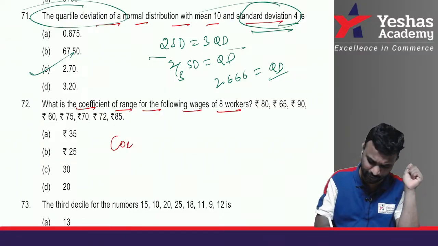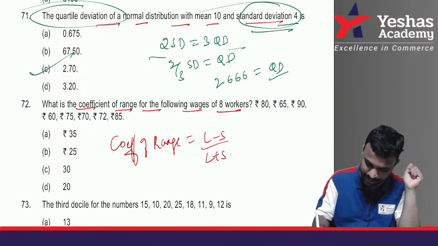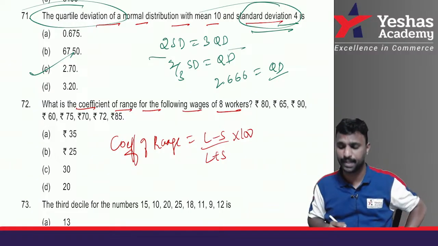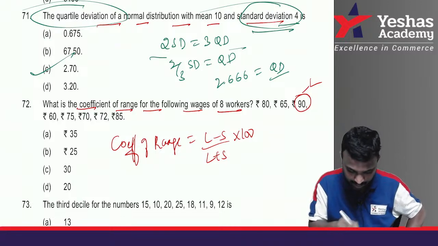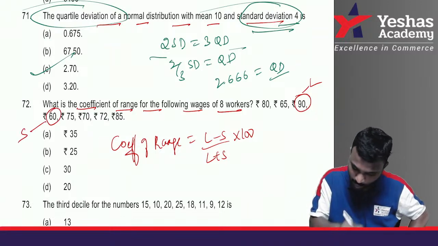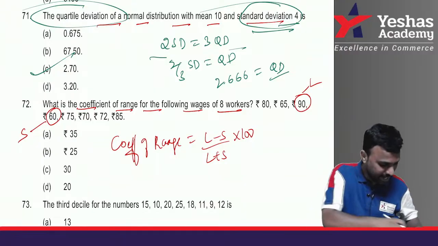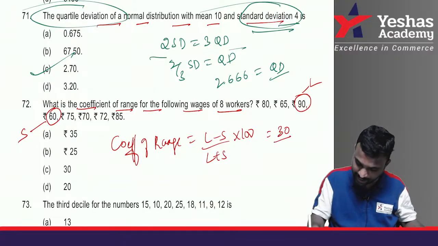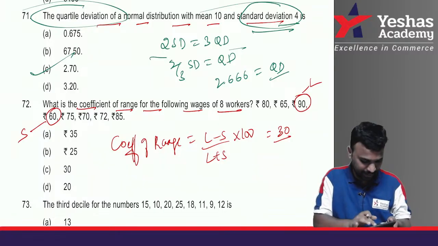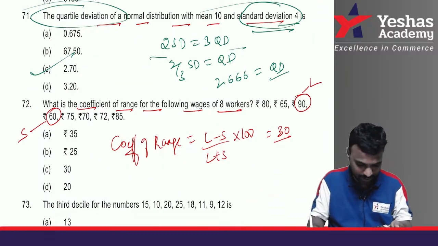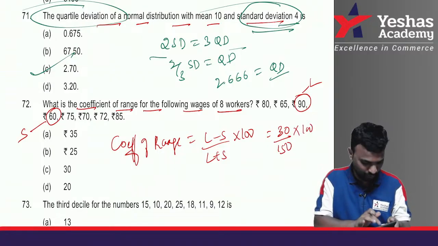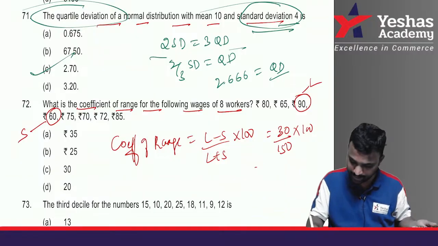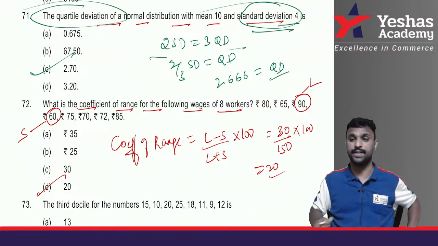Moving on, what is the coefficient of range for the following wages of 8 workers? Guys, what is coefficient of range? Coefficient of range is basically L minus S upon L plus S into 100. The largest observation here is 90 and the smallest observation is 60. So 90 minus 60 is 30, and 90 plus 60 is 150. So 30 by 150 into 100. The result is 20.